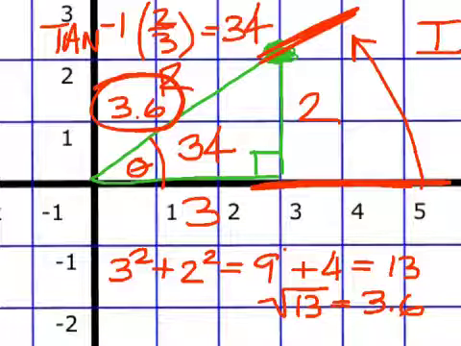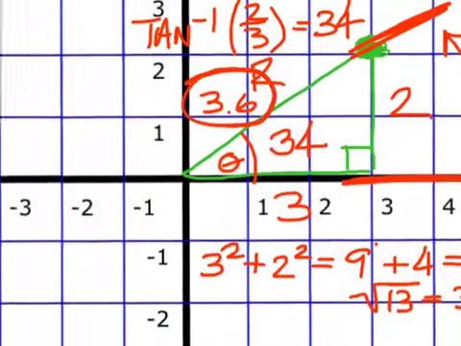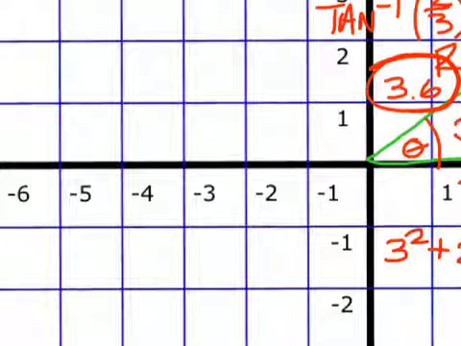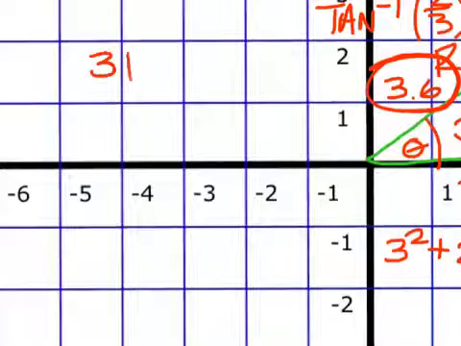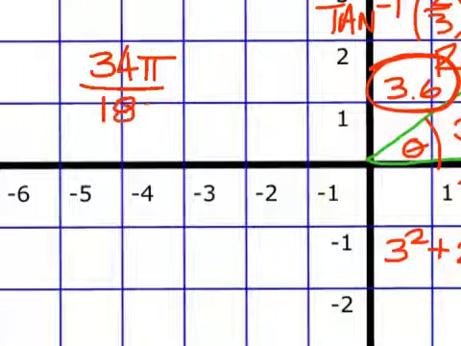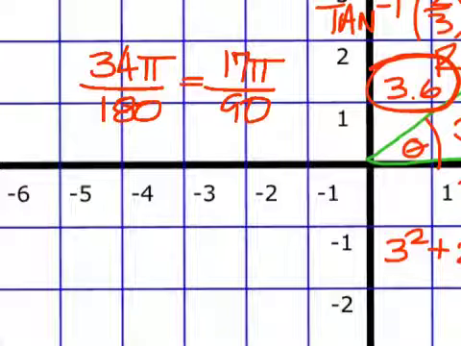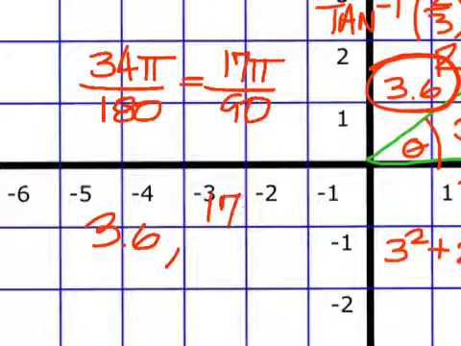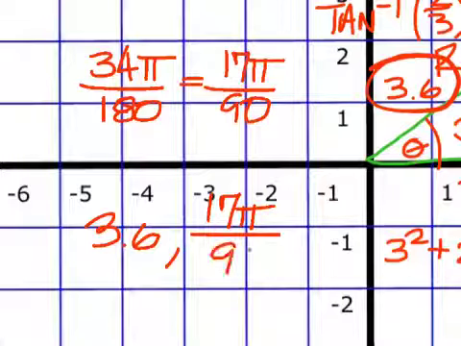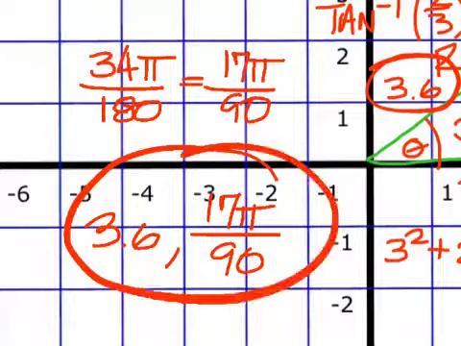So we have 34 degrees, but we can't do anything with that yet because we have to change that. 34 degrees times pi over 180 starts off as this. When you cut it down in half, it's 17 pi over 90. Now don't forget the r value was 3.6. So the final answer is 3.6, comma, 17 pi over 90.